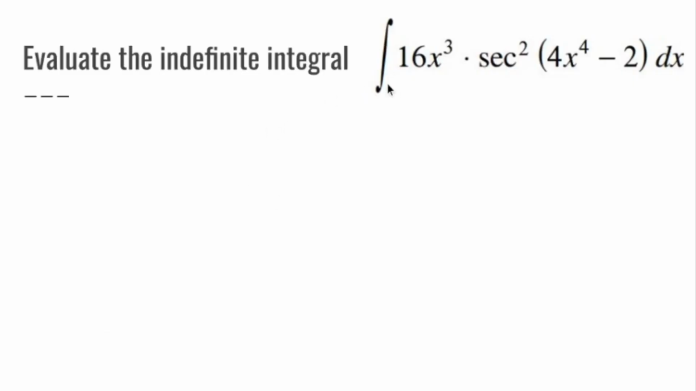Evaluate the indefinite integral 16x squared times secant squared of 4x to the fourth minus 2. All right, so when we have a product of functions, which is what I have, and I'm being asked to integrate, I'm going to try to find a u. That if I were to take the derivative of it, its derivative is floating around somewhere else in the problem. If I were to take the derivative of something x to the fourth, I would get something x to the third. So I'm going to let u equal 4x to the fourth minus 2.